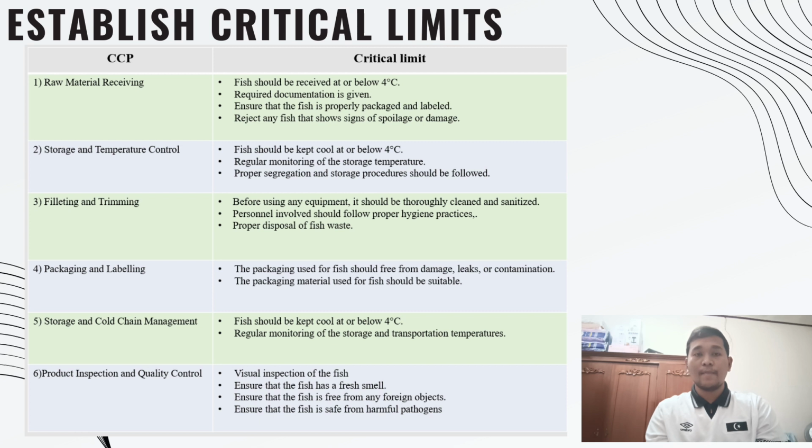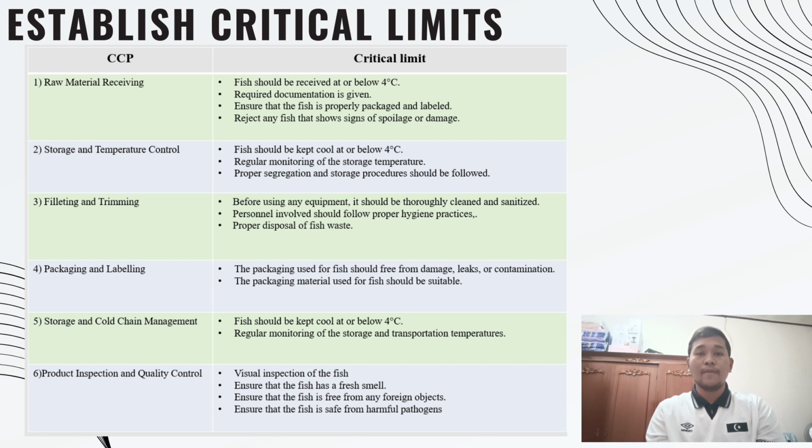Secondly, for storage and temperature control, the critical limit for temperature may vary depending on the type of species, but generally fish should be stored at or below 4 degrees Celsius. This temperature helps inhibit bacterial growth and maintain freshness. It's important to monitor and control the storage temperature consistently.